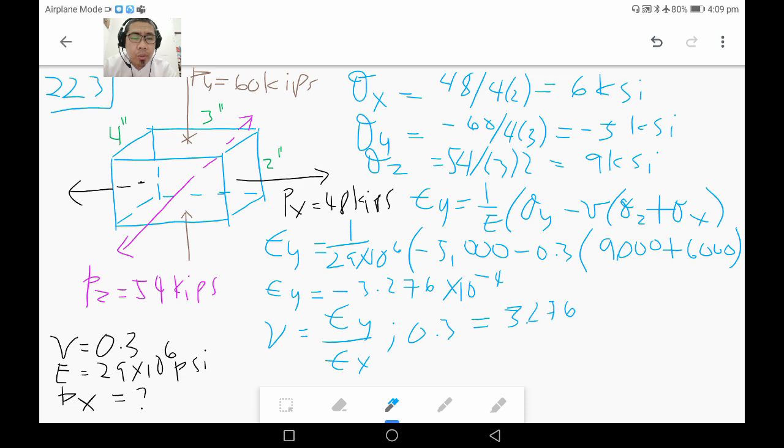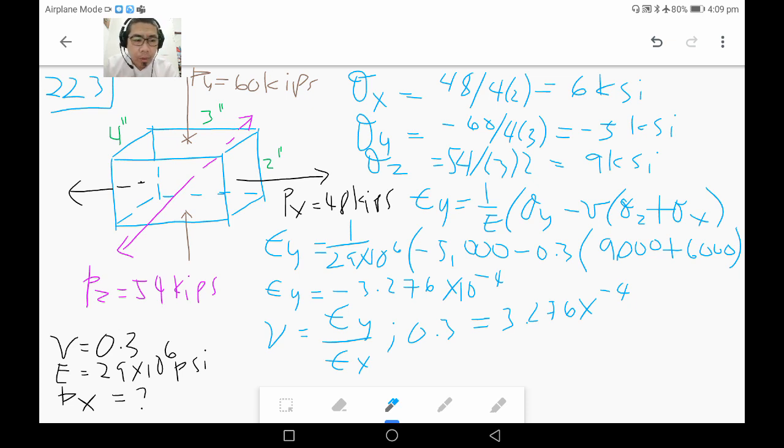3.276. This is 3, no? Times 10 to the negative 4. Negative sign only indicate that is compression or tension. If it will elongate, then positive. And if the object or the material will be shortened because of the compression, that is negative. So ganun lang naman yun, no? It only indicates the direction of the deformation.